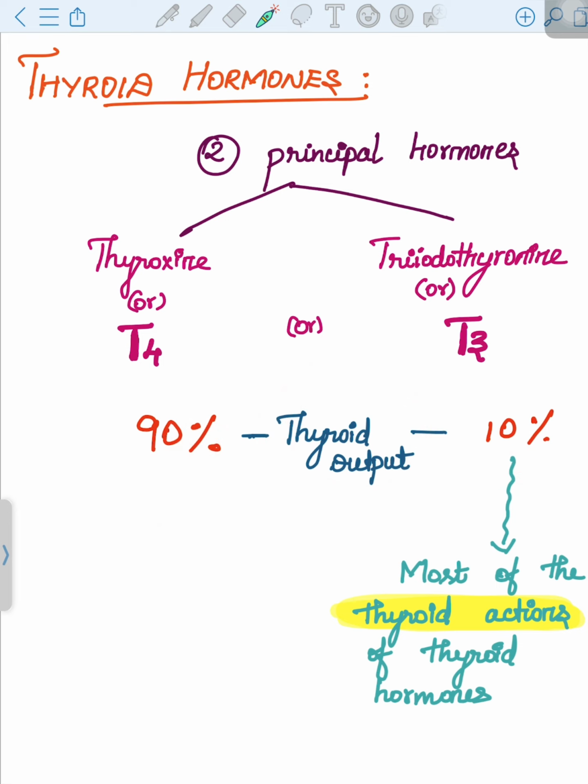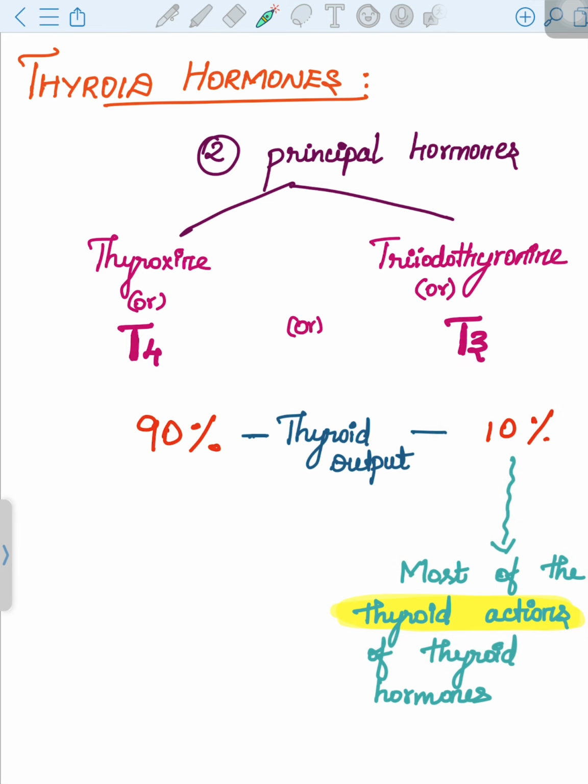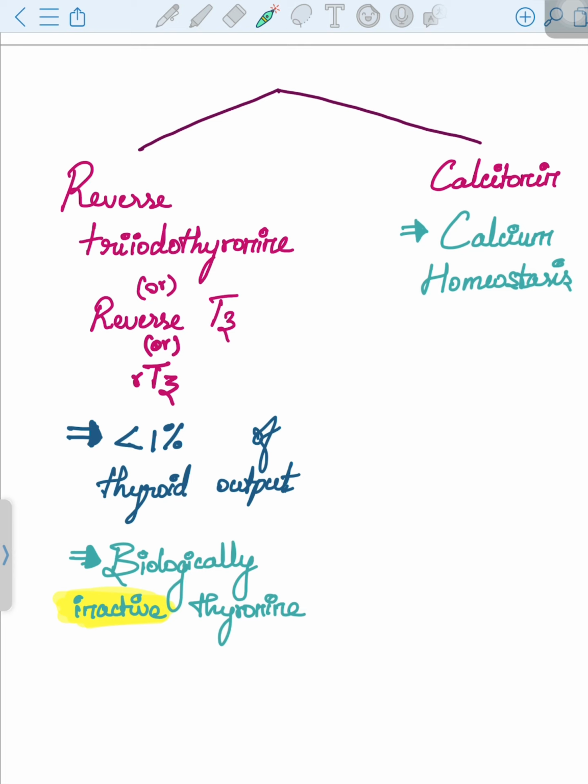So when we see that, we would generally think that the least secreted hormone will have the least action, but it is not. Okay. This 10% of T3 has most of the actions of thyroid hormones. And there are two other hormones also: reverse triiodothyronine, which we also call reverse T3 or rT3, and then calcitonin.